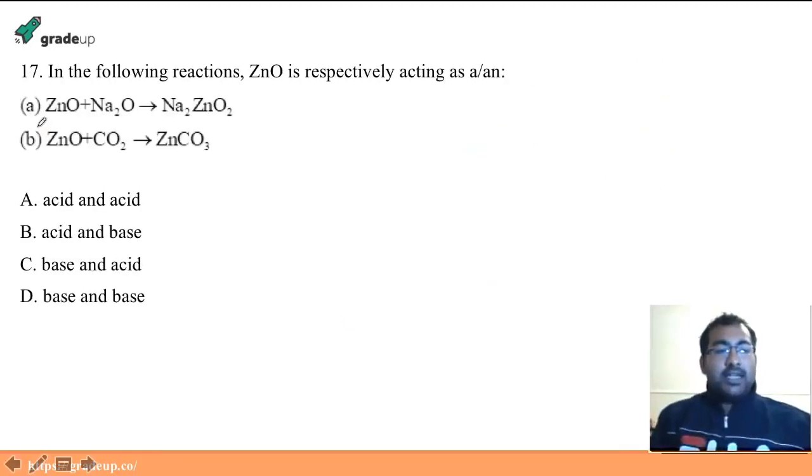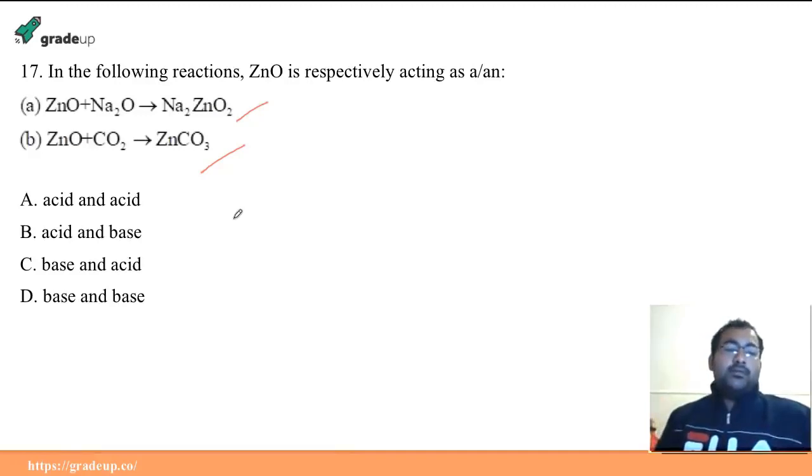Moving on to the 17th question. In the following reactions, ZnO is respectively acting as A or N. All right, so it's asking, there are a couple of reactions. So ZnO acts as what in the first reaction, and what in the second reaction? Either ZnO acts as an acid or ZnO acts as a base.